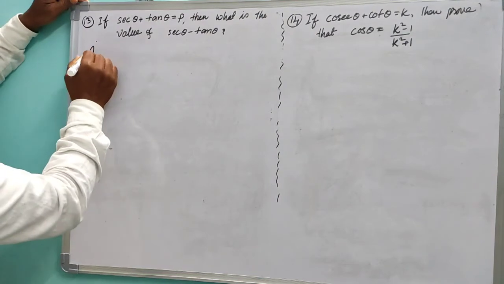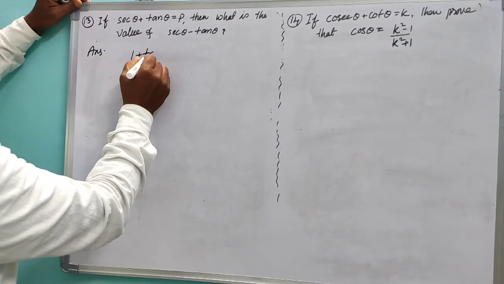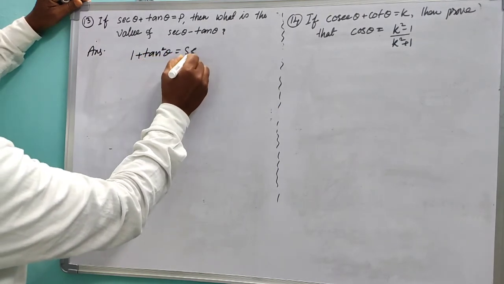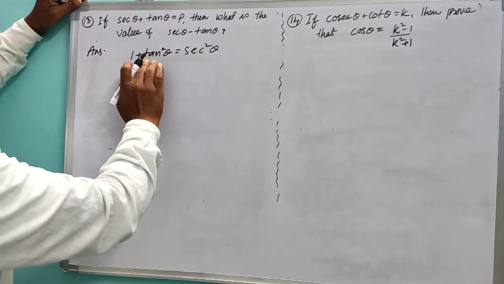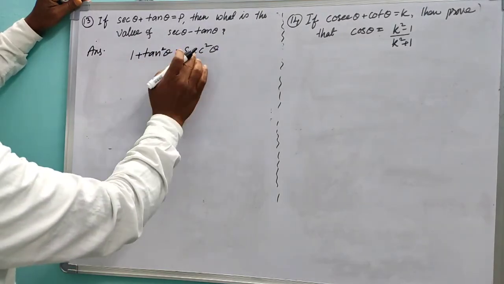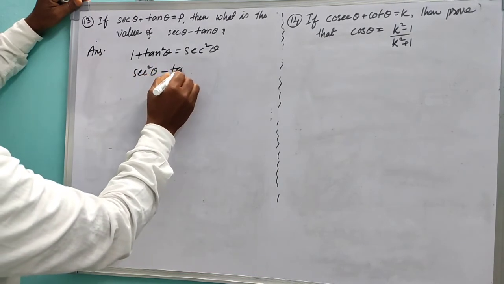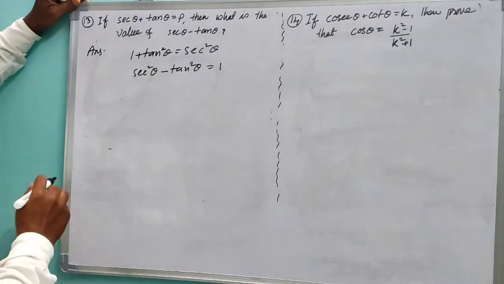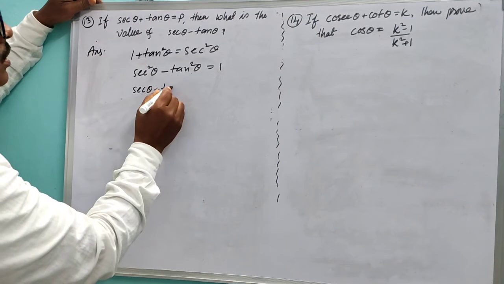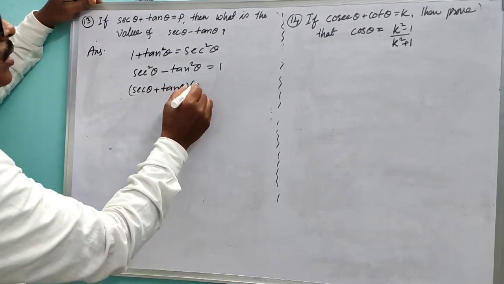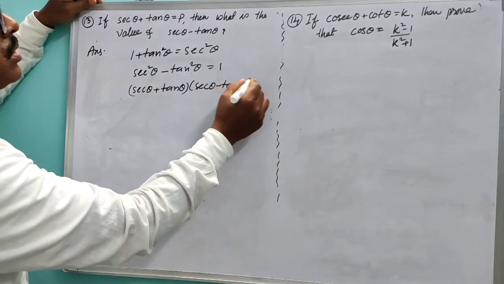So the answer is very easy. As we know, 1 plus tan square theta is equal to sec square theta. From this, if we transpose, we can write 1 is equal to sec square theta minus tan square theta. So sec square theta minus tan square theta is equal to 1. Now this can be factorized into sec theta plus tan theta into sec theta minus tan theta, which is equal to 1.